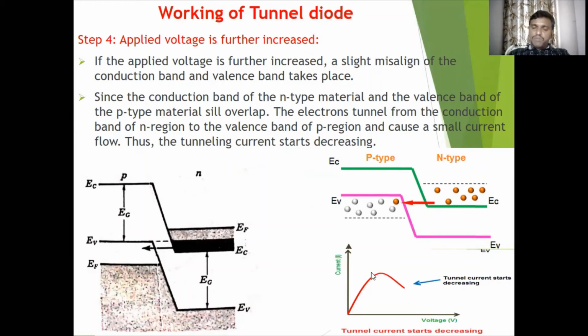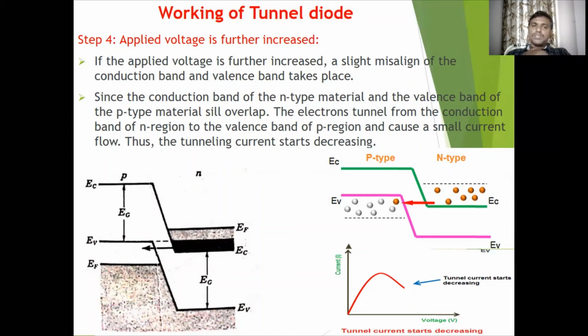So it reaches the maximum current when the valence band of the p side and the conduction band of the n side are exactly in the same position. But after that, if you apply a further increase in the voltage, the current will decrease. That is where the tunnel current starts decreasing.